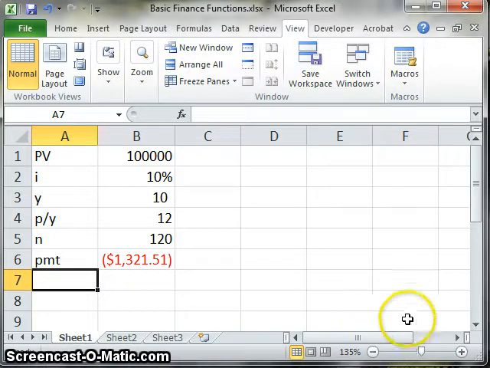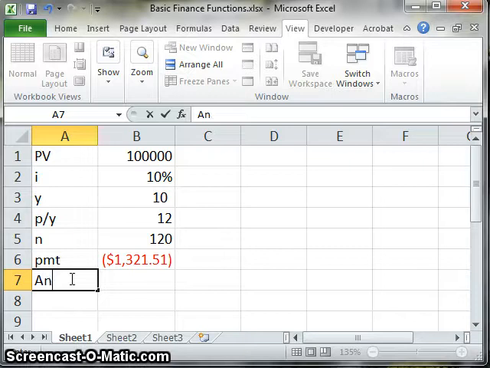Sometimes you're asked to determine what the annual payment would be, or the annual debt service. You still need to use the interest rate divided by 12 and the total number of periods. You can't just use 10%, and you can't just use 10 years. If you want an annual payment, you just multiply the monthly payment times 12.